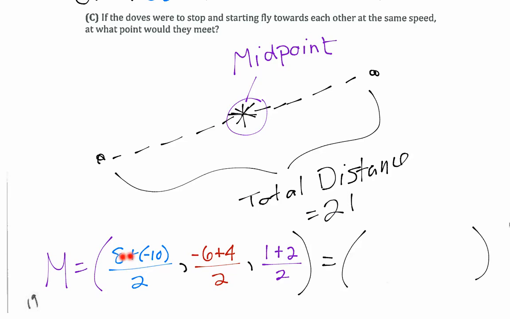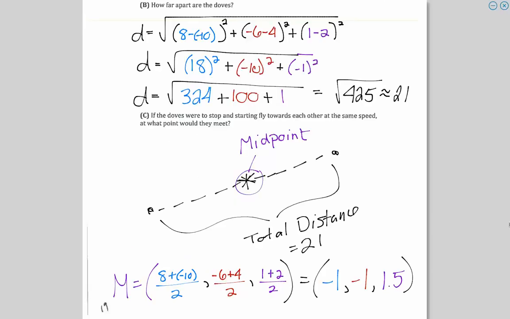So 8 plus negative 10 is negative 2. Divided by 2 is negative 1. Negative 6 plus 4 is negative 2. Divided by 2 is negative 1. 1 plus 2 is 3. Divided by 2 is 1.5. So that's the location of the midpoint. So this coordinate would place them both right there.